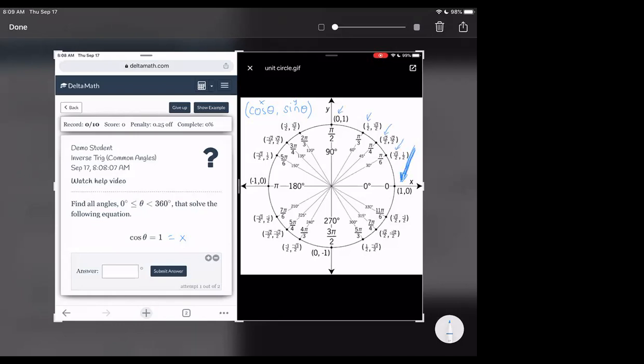Okay, and so they gave us the value. We need to tell them the angle. It says find all angles. So we're going to tell them the angle. And this angle that corresponds with this point is 0 degrees.